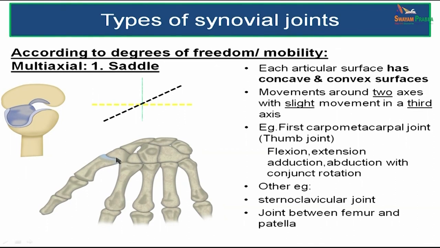So, the movements in this joint are flexion extension on one axis, adduction abduction in the second axis, and a conjunct rotation with the movements, very slight rotation. The other such joints are the sternoclavicular joint and the joint between femur and patella.